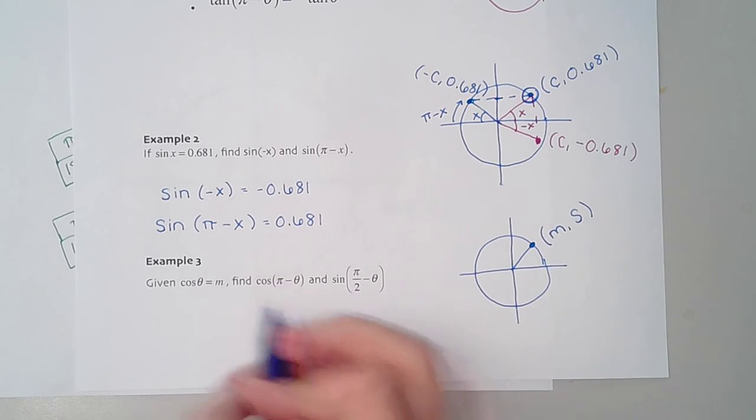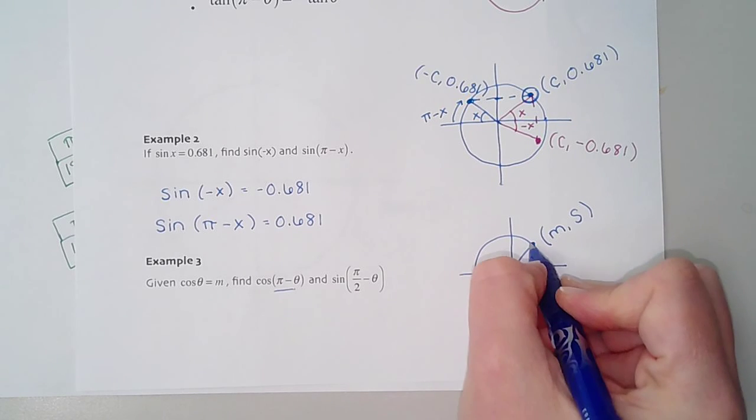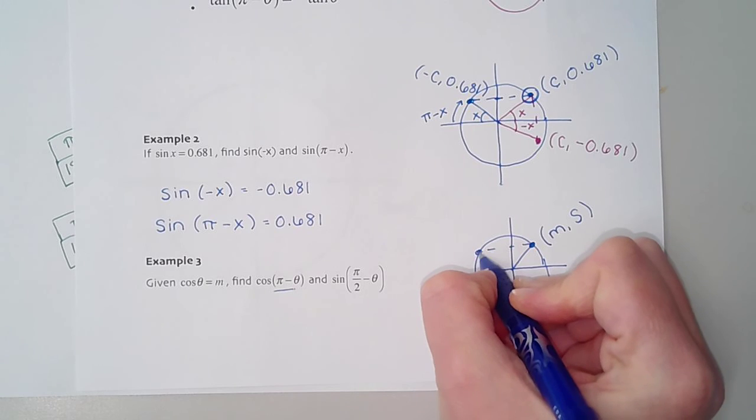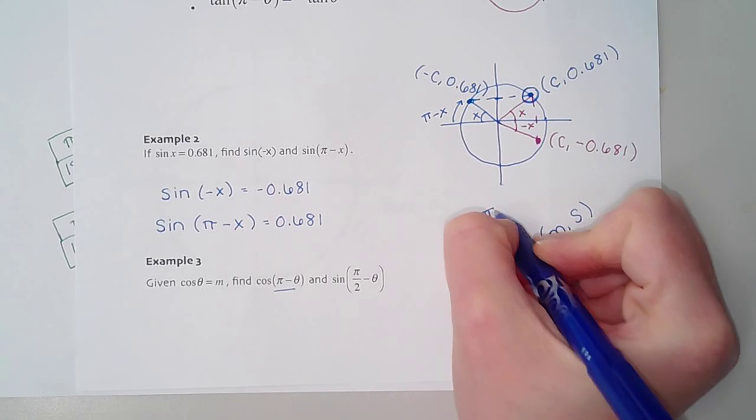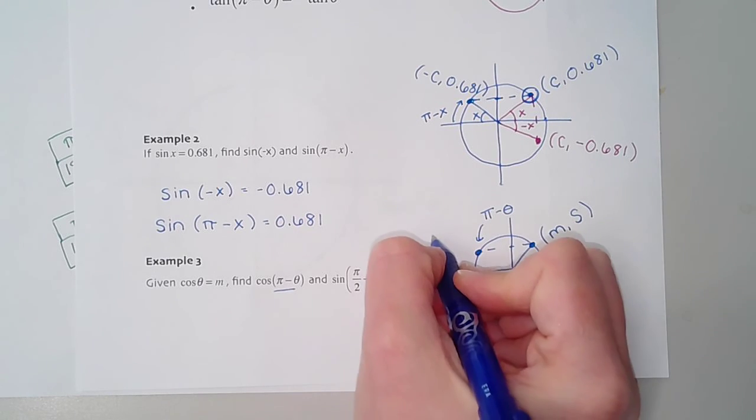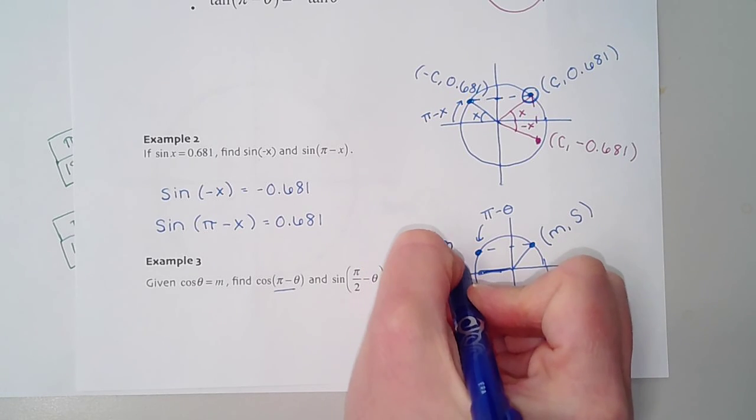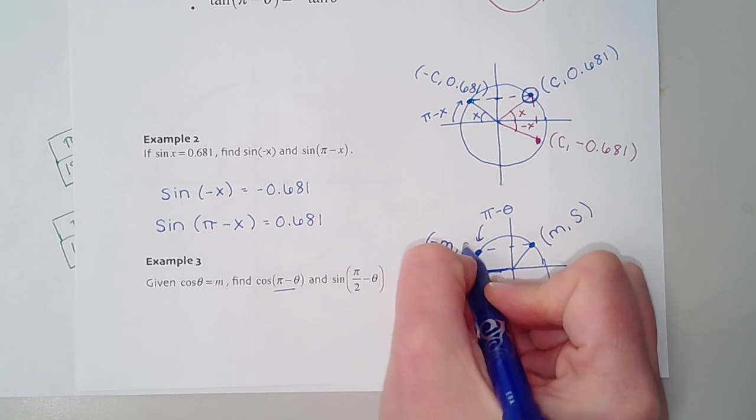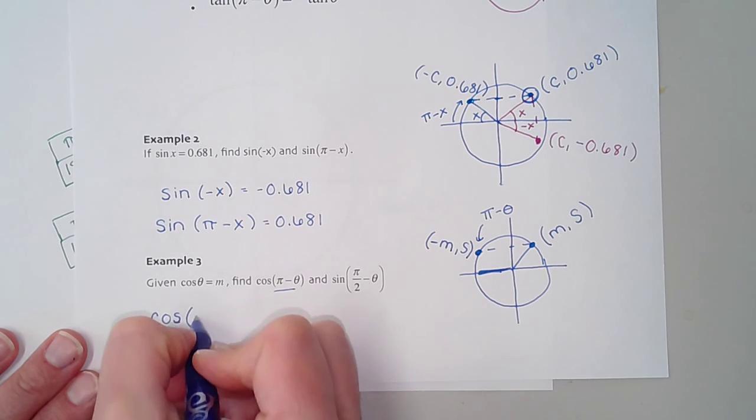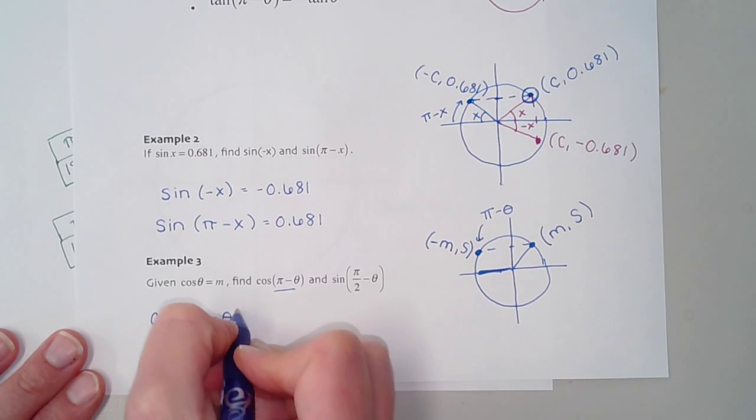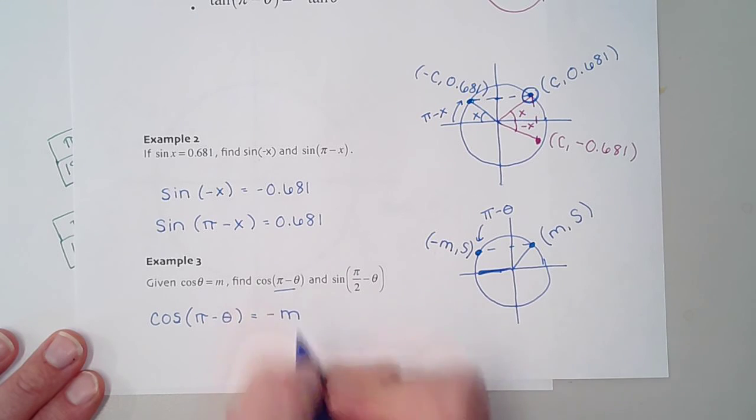Okay, so now the question is, where is pi minus theta? Pi minus theta means we're going straight across the circle. Pi minus theta is this one. Your coordinates over here, your x's are going to get turned negative. Your y values are going to stay positive. So I would say that cosine of pi minus theta is, no, I'm sorry, we said it was going to turn negative, so it would be negative m. Okay?